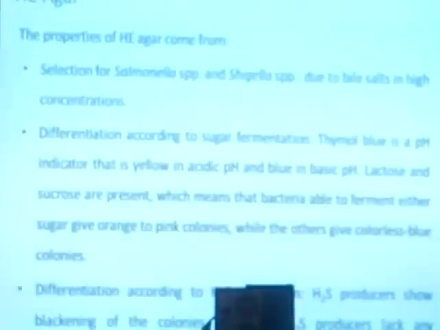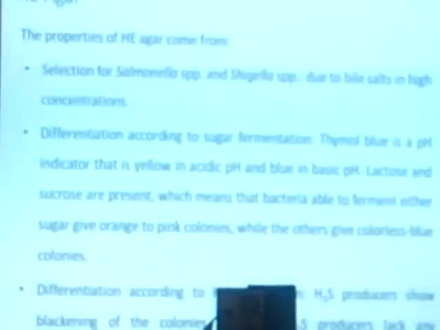So, Salmonella and Shigella are known to be unable to ferment either lactose or sucrose, right? So, Salmonella and Shigella will have colorless blue colonies. Now, Shigella has colorless blue colonies with no black discoloration because it cannot produce H2S, but Salmonella has a blue colony with a black center, right?